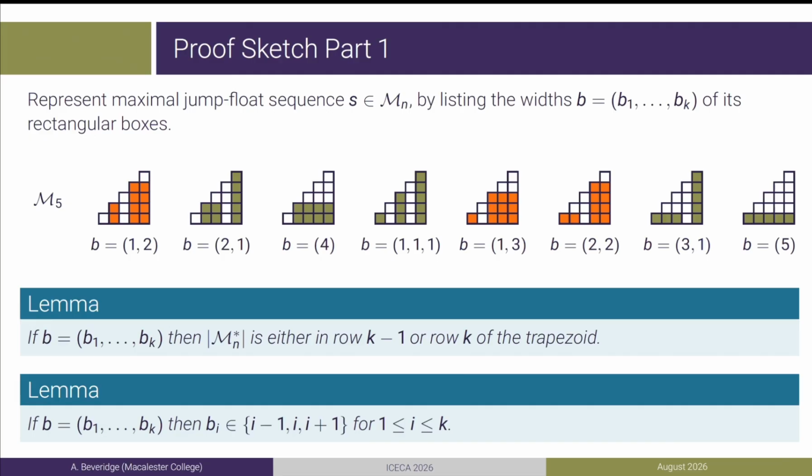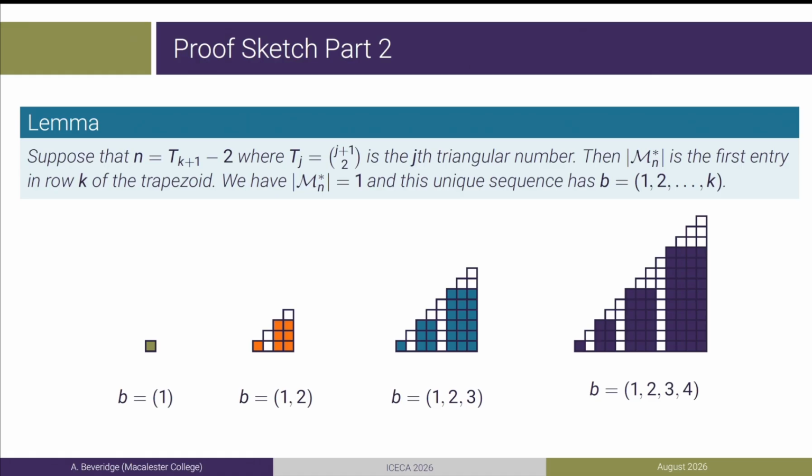Next, we show that if our sequence has k rectangles, then the size n must be in row k-1 or k of the trapezoid that I showed you. That really cuts down on the possibilities. After that, we show that if our sequence has k rectangles, then the widths of those rectangles are also very restricted. The ith rectangle must have width i-1 or i+1. Now we have enough information to resolve the leftmost diagonal of the trapezoid, where there is a unique maximizer. In this case, the widths of the rectangles are very satisfying. In the kth row, the widths are the numbers 1 through k.